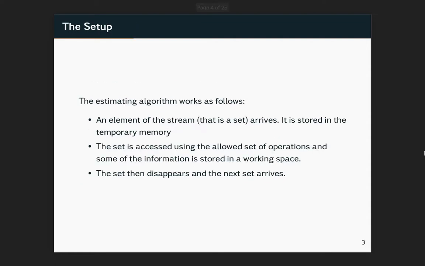So what's the setup? We have a sequence of sets coming in a stream. When a set arrives, it is stored in a temporary memory. The set is then accessed using the three operations, and some information is stored in the workspace. Then the set disappears and the next set arrives. Finally, based on whatever we have in the workspace, we are supposed to output the estimate of the size of the union of the sets.